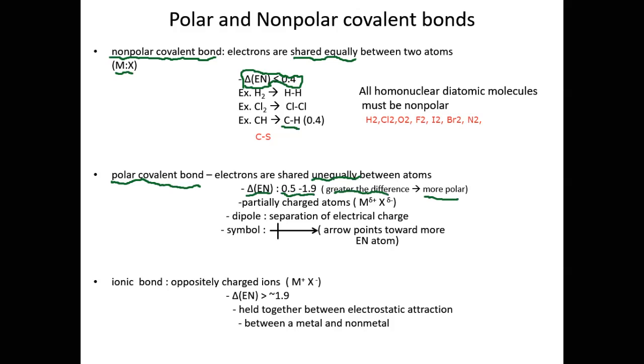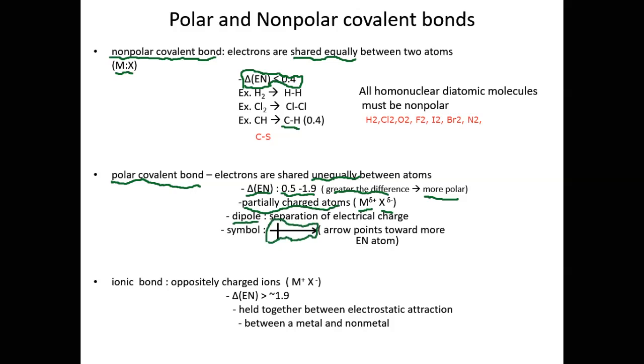What happens is we generate what are called partially charged atoms. They get a partial charge. The one with the greater electronegativity gets the slightly negative charge. The one with the lower electronegativity gets the slightly positive charge. This charge separation results in what's called a dipole, and this is the symbol of a dipole here. The dipole always points toward the more electronegative element.